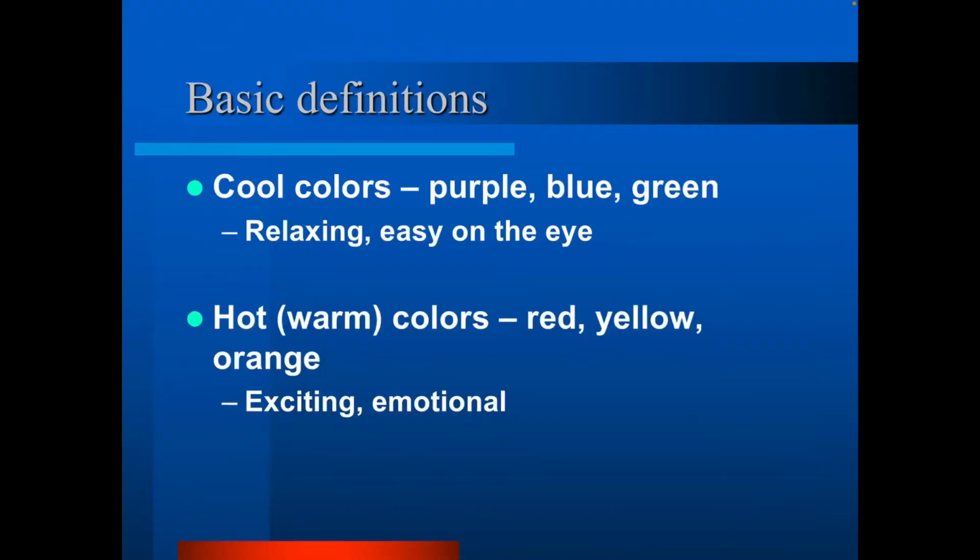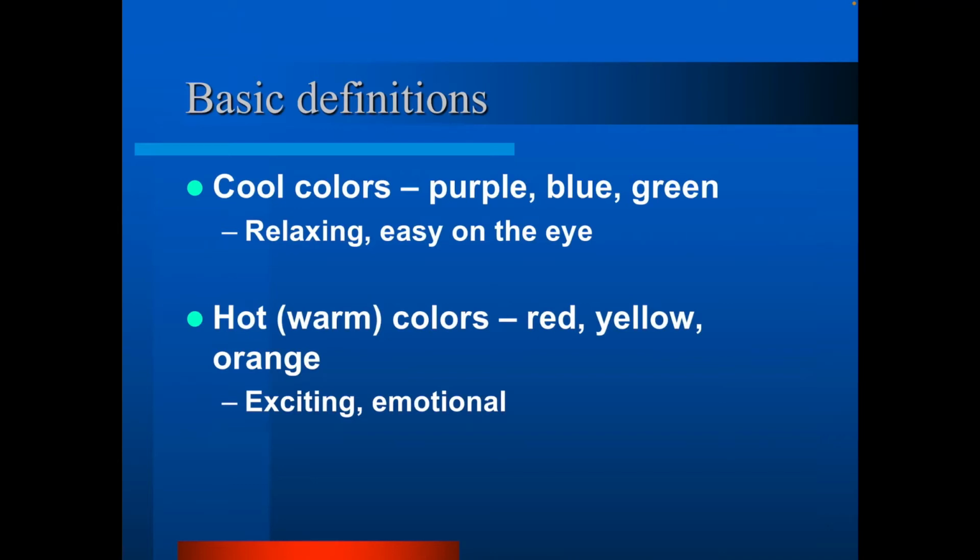Here's another way to look at it. If the primary and the secondary doesn't do it for you, then look at cool colors or warm colors. So cool colors are very relaxing, easy on the eye. Those are our blues, our purples, our greens. Our warm colors, sometimes also called our hot colors, are the reds, the yellows, and the oranges. And those tend to be very exciting and very emotional.